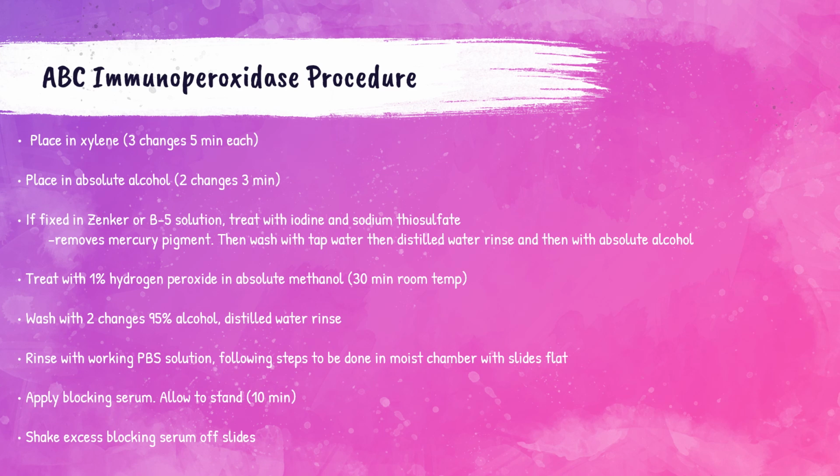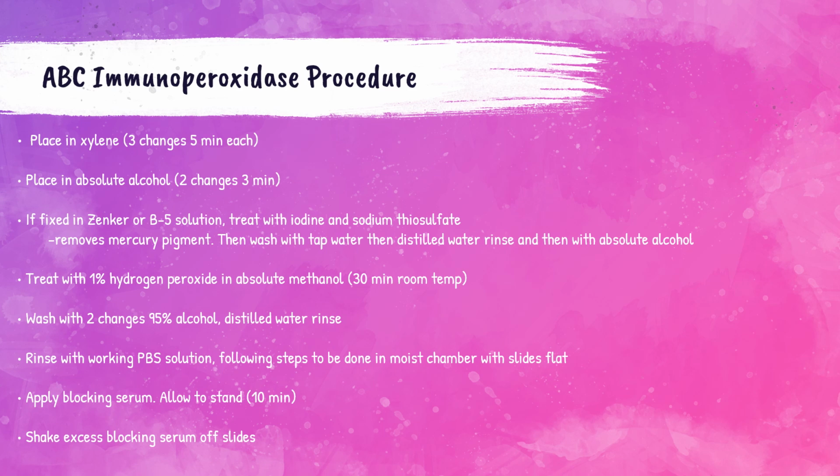After this treatment with iodine and sodium thiosulfate, it should be washed with tap water, then distilled water, and then with absolute alcohol. After this, it should be treated with 1% hydrogen peroxide and absolute methanol for 30 minutes. And this step should be performed at room temperature. After this step, wash with 2 changes of 95% alcohol and then rinse with distilled water. Then a rinse with working PBS solution.